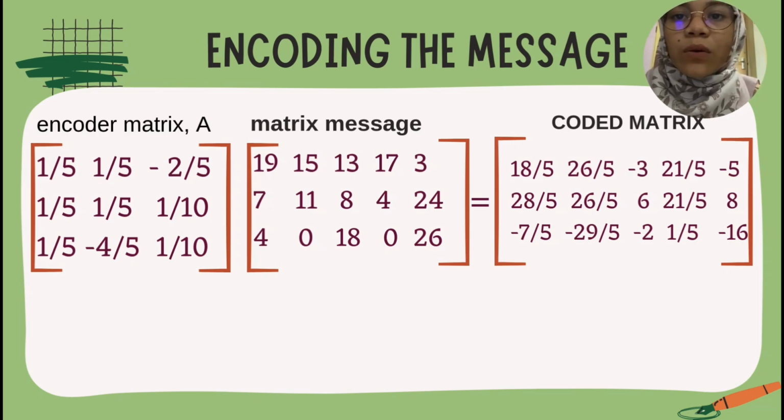The message matrix contains columns of the numeric message. By performing matrix multiplication, we get the coded matrix. The coded matrix is 18 over 5, 26 over 5, minus 3, 21 over 5, minus 5, 28 over 5, 29 over 5, 6, 21 over 5, 8, minus 7 over 5, minus 29 over 5, minus 2, 1 over 5, and minus 60. This coded matrix represents the encoded message, making it unreadable without the decoder matrix.